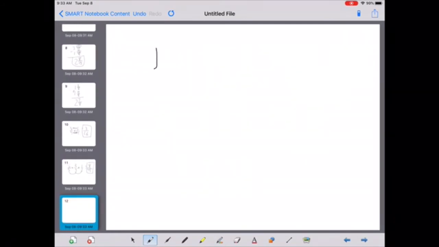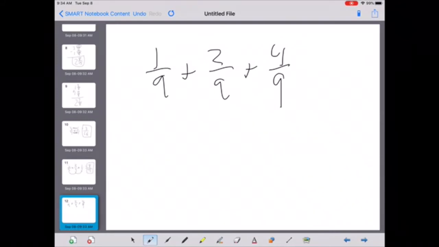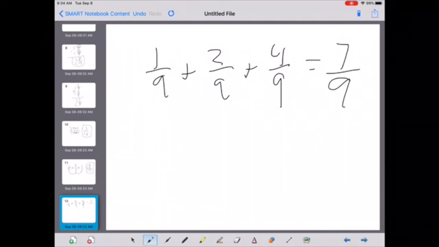Number 24, 1/9 plus 2/9 plus 4/9. Add the top. 1 plus 2 is 3. 3 plus 4 is 7. 9s stay the same. Keep stressing that in your head so you don't get confused and write down 7/27.